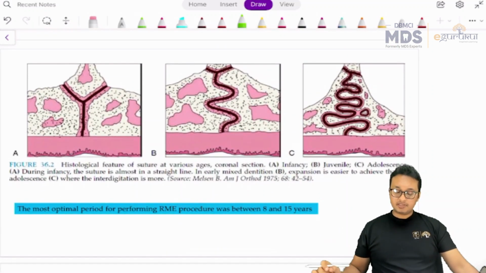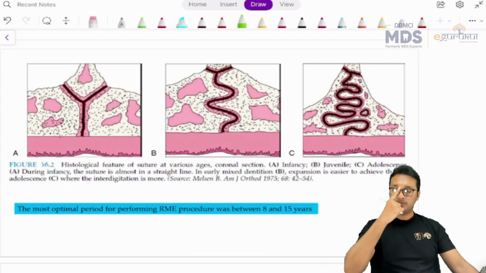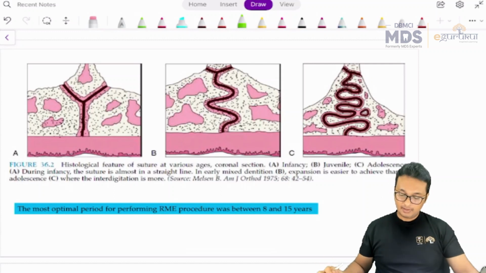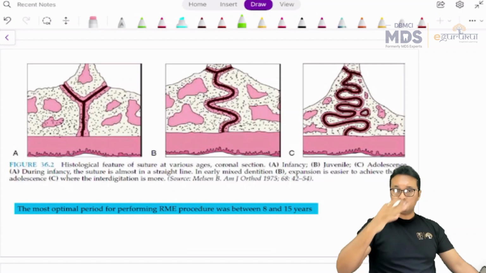Another applied aspect is that these figures show histological features of sutures at various ages. We are talking about the intermaxillary suture here. We are talking about the mid-parietal suture here. So early in age, this mid-parietal suture was in the form of a Y.